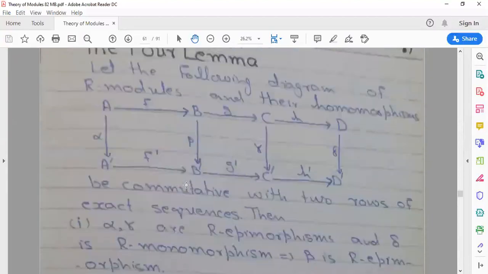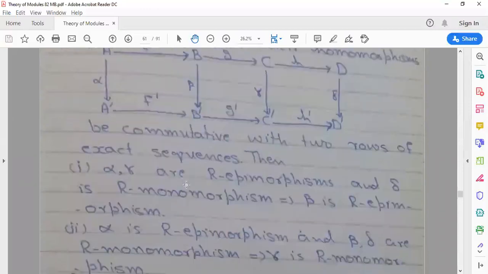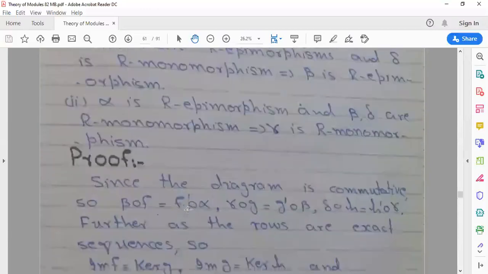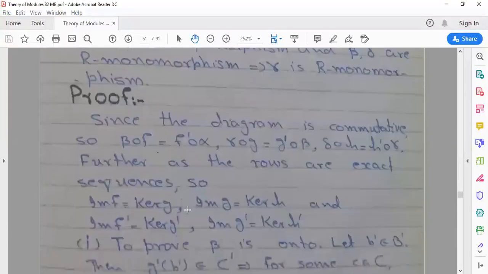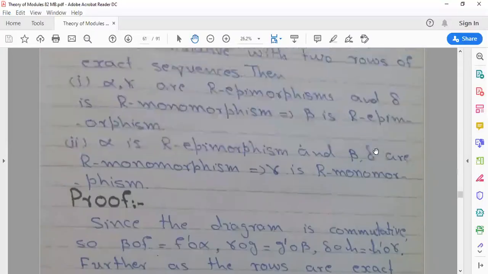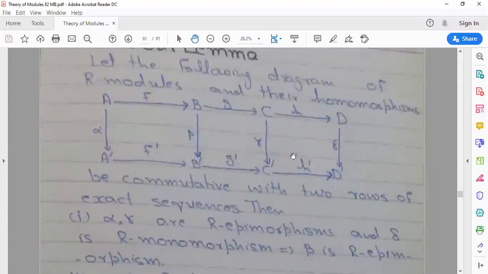So you look here, and we have proved that beta is an R-epimorphism. Basically we have proved that beta is onto. By hypothesis, since the diagram is commutative, this is given in the hypothesis, so beta composition F is equal to F dash composition alpha. I also revised before: gamma composition G is equal to G dash composition beta, and delta composition H is equal to H dash composition gamma. From here, H dash composition gamma is equal to delta composition H, like from here is equal to here, and this is equal to this.